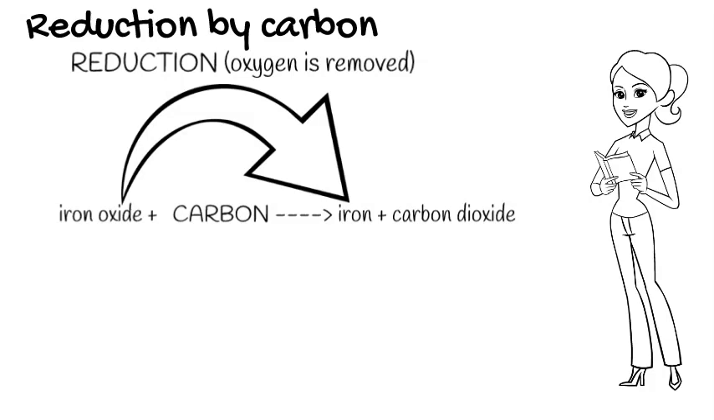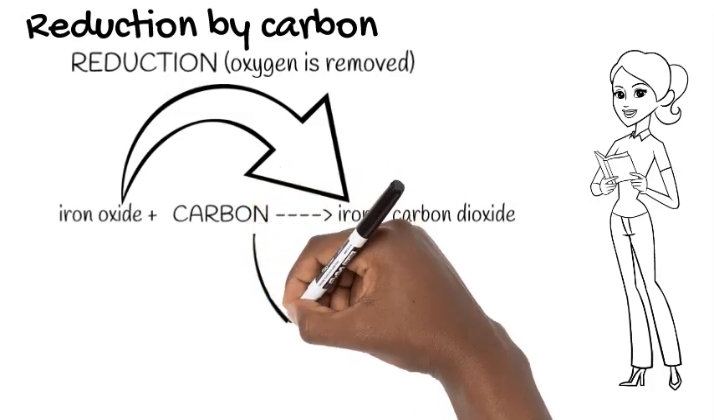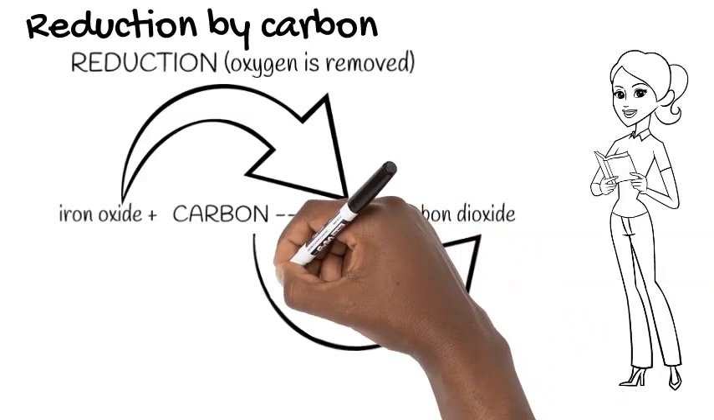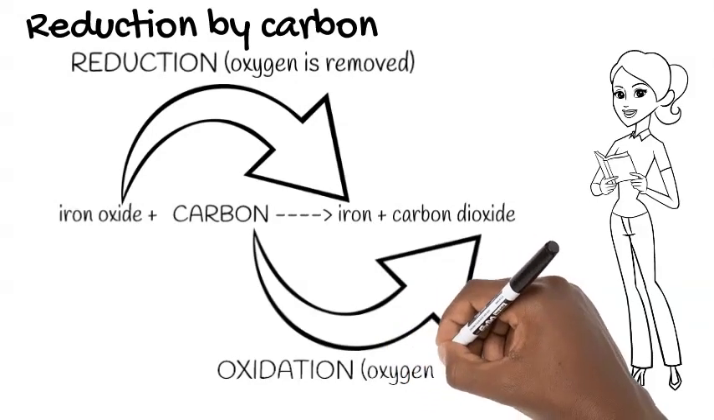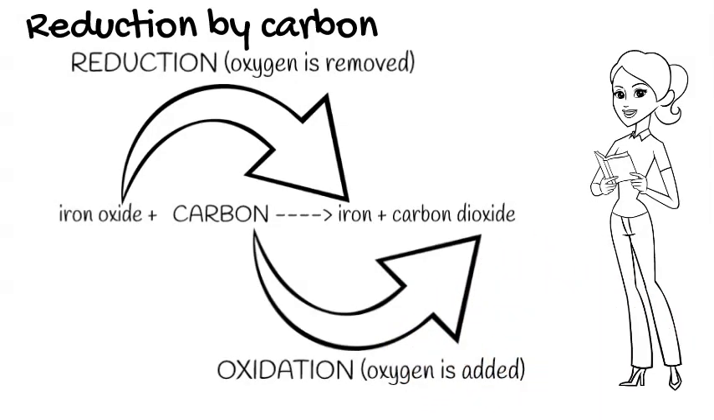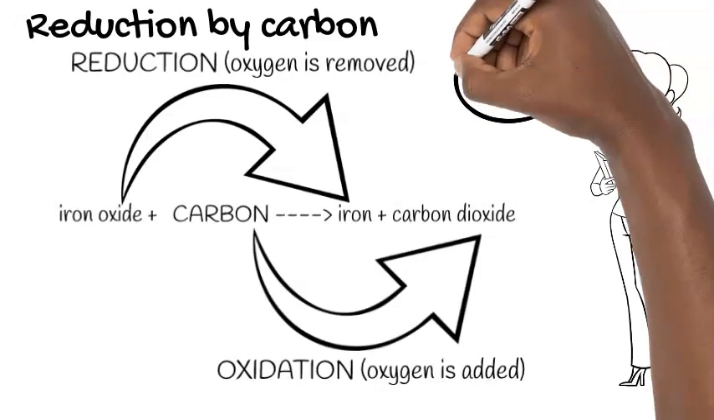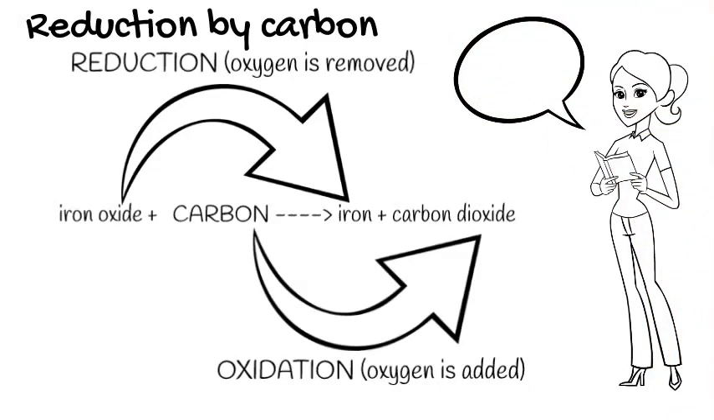On the other hand, if you look at carbon in the reactants to carbon dioxide in the products, you can see that oxygen is added. We call that oxidation. So you may remember that we've also discussed oxidation and reduction in terms of electrons. It can also be defined in terms of oxygen gain or loss. And in this reaction, because oxidation and reduction is happening, we call it a redox reaction.